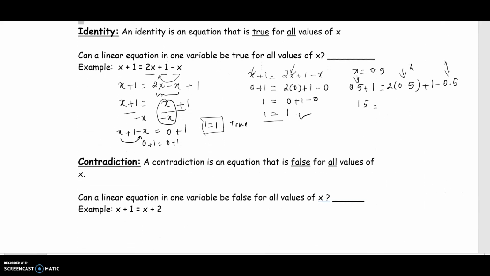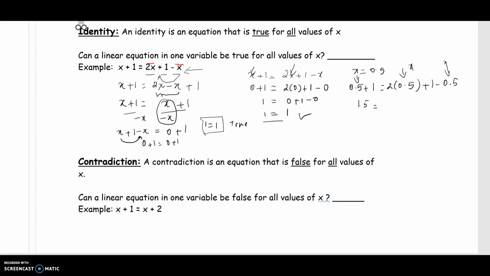Now let's look at this. This is called an identity. So x plus 1 equals 2x plus 1 minus x. So we rearrange the terms. We write it as 2x minus x, so we combine this term and this term. They're called like terms. 2x minus x plus 1. So we have on the left x plus 1 equals 2x minus x, which is x, plus 1.